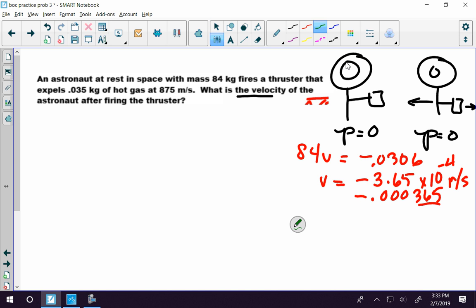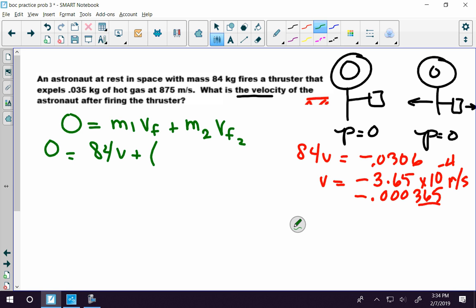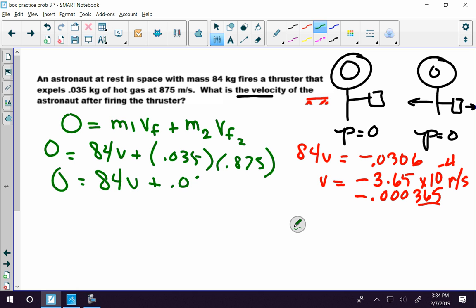So if we were going to do this one in total algebra, what we would say is, alrighty, 0 is my initial momentum. Then I'm going to have mass of the astronaut, velocity final, plus mass of the gas, velocity final for the gas. So 0 equals 84V plus, what were these teeny tiny numbers again, 0.035 times 0.875. Again, it doesn't take much to see that this is going to be pretty tiny. 0.0306. This is going to move to the other side and become negative.